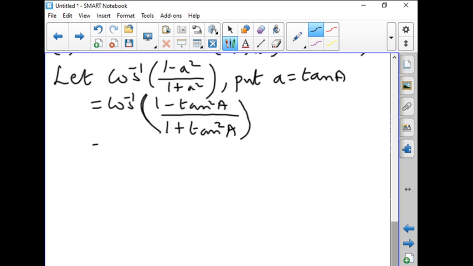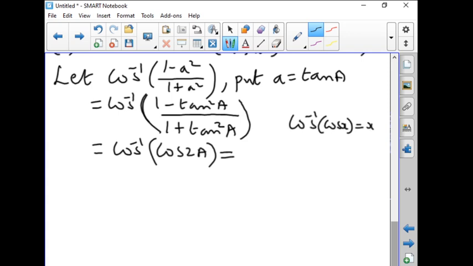So, it is equal to cos inverse of what? 1 minus tan square A by 1 plus tan square A? It is cos 2A, by the identity we have studied in plus 1. So, 1 minus tan square A by 1 plus tan square A is cos 2A. Now, cos inverse of cos x. We know that cos inverse of cos x is equal to x. Okay, we know this. So, therefore, we get it is equal to 2A.